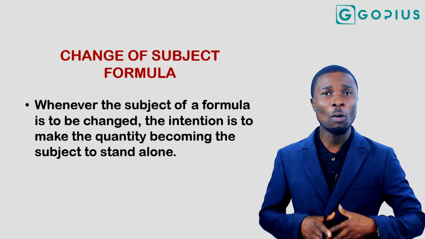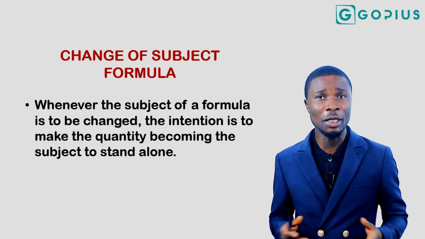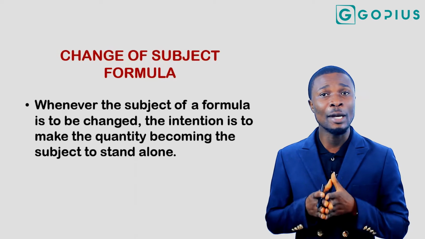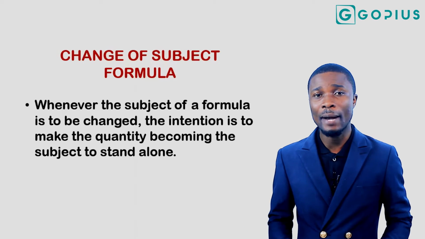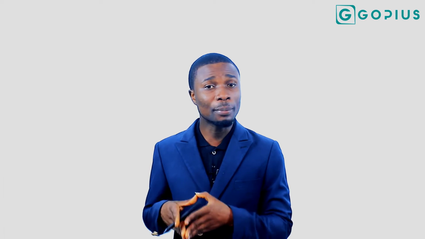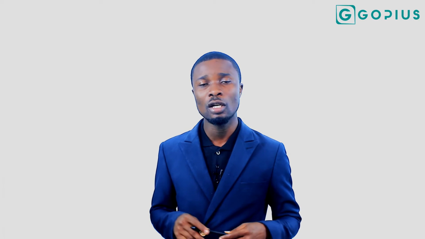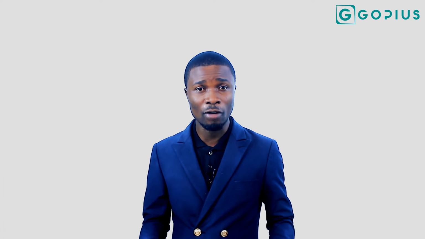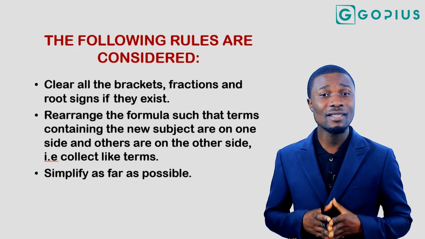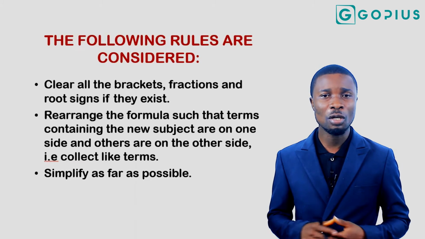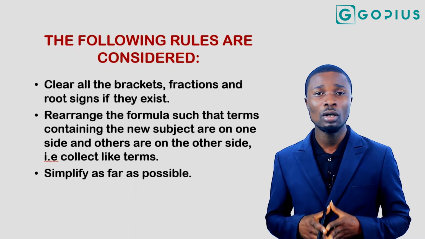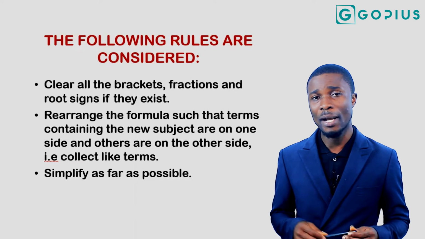Now on the screen you can see that whenever the subject of a formula is to be changed, the intention of course is always to make a new quantity stand alone. That's what we mean by change of subject formula. You want to change the subject of a particular formula from one of the variables to another variable. You just carry out some mathematical exercises that will successfully allow you to change from the previous formula to another variable being the subject of formula. And of course the operation here is very simple. We have the rules, as you can see on the screen, which you must always take into cognizance when you are trying to evaluate a particular formula.